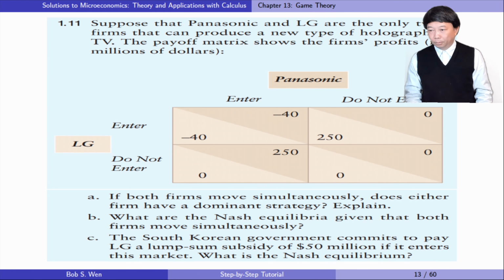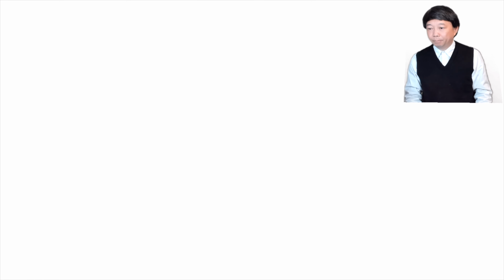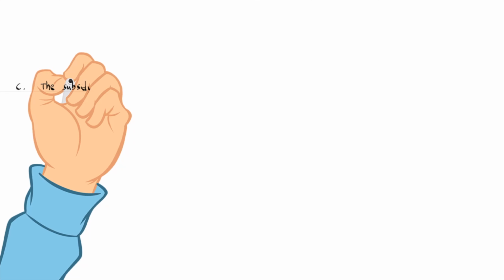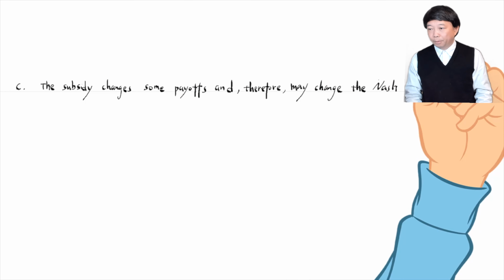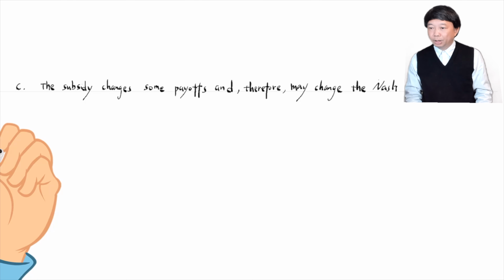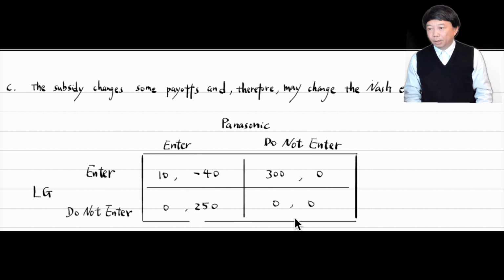In part C, the South Korean government commits to pay LG a lump sum subsidy of $50 million if it enters the market. What is the Nash equilibrium? The subsidy changes some payoffs and therefore may change the Nash equilibrium. Two numbers are different now. If LG enters the market, its profit will increase by 50. We will use the best response approach to find the new Nash equilibrium.